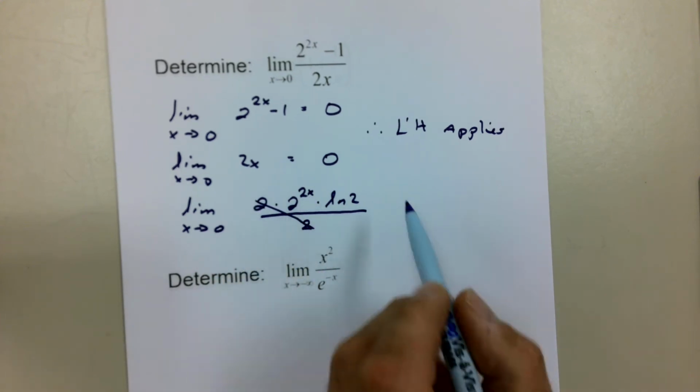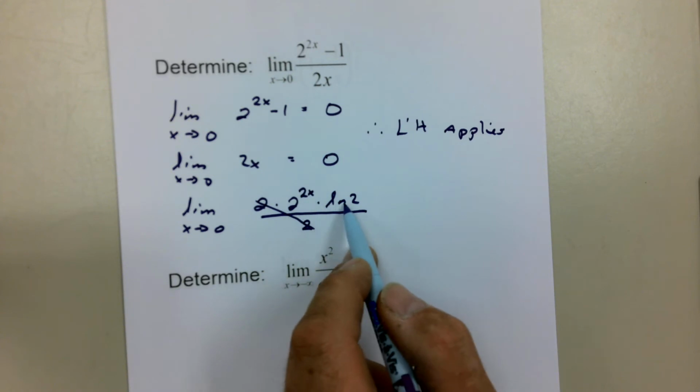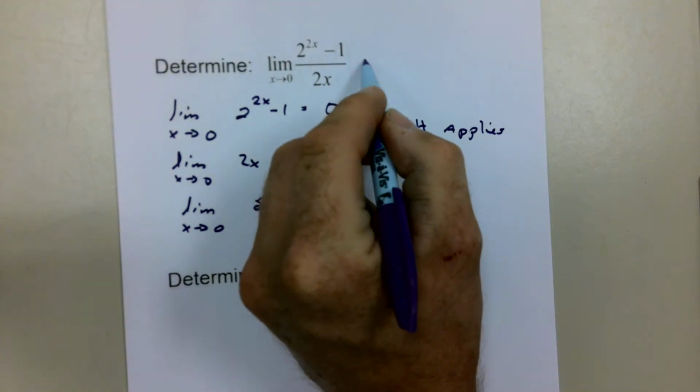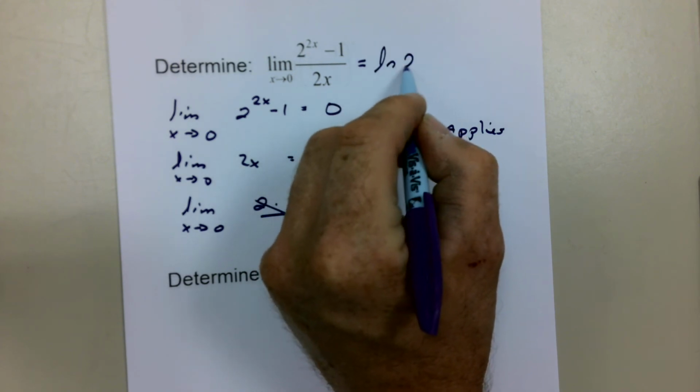So if we plug in our 0, we have 2 to the 0, which is 1, times the natural log of 2, which gives us the value of the natural log of 2. So our limiting value up here is going to be the natural log of 2.